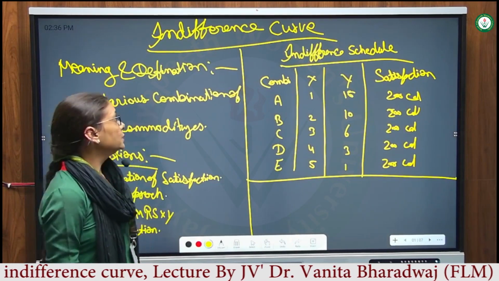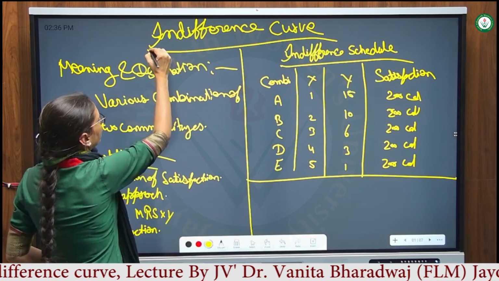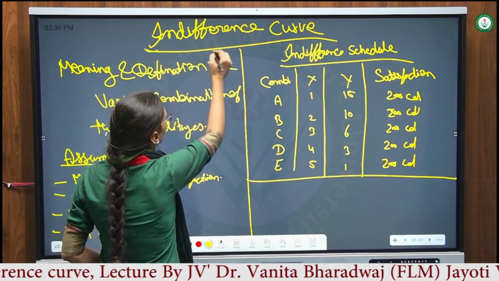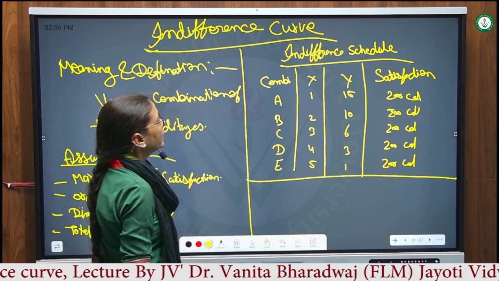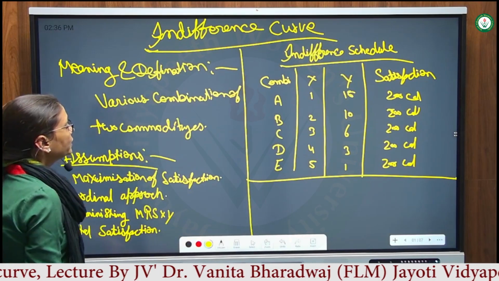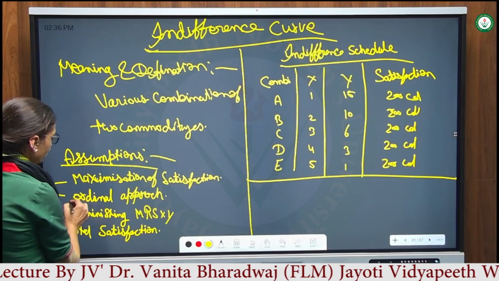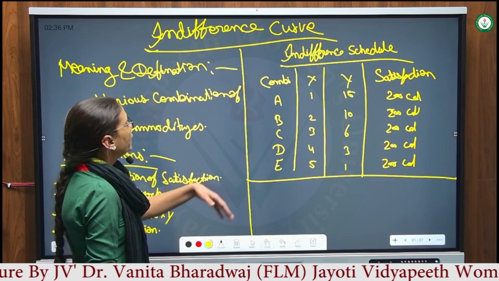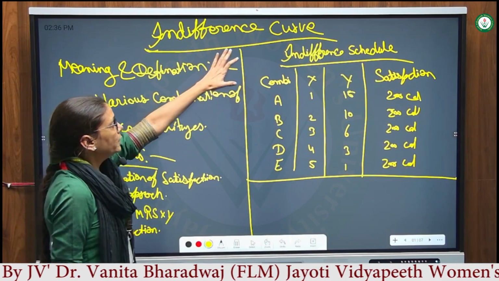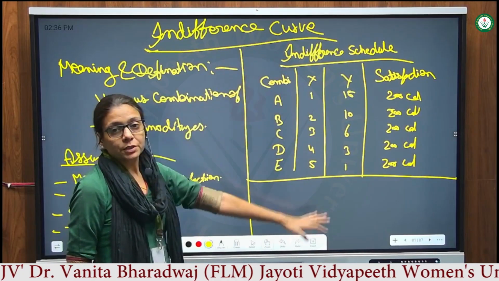Today we will discuss the indifference curve. Indifference curve theory is given by Allen and Hicks, and it is based on the ordinal approach of utility. So, indifference curve theory is based on the consumption system.